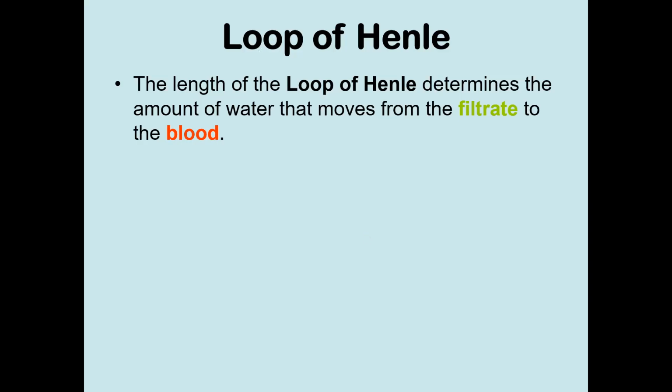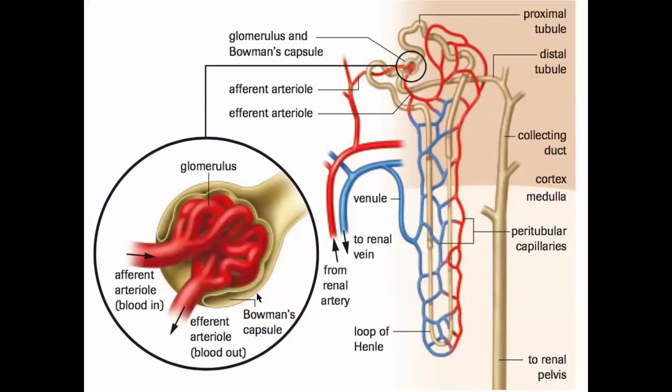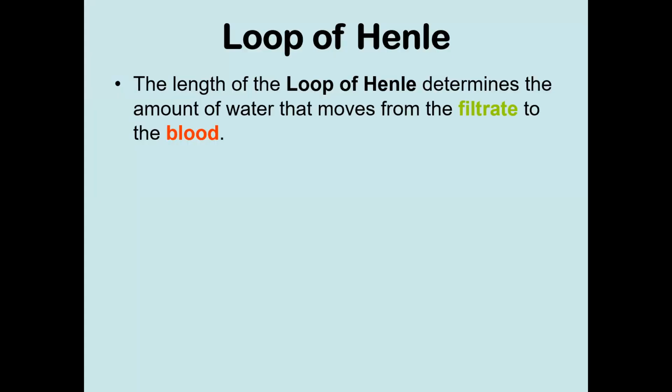So the length of the loop of Henle, which was this one here, remember it's thinner, and in the previous diagram, a very long one. The length of it depends on where the animal lives, not us so much, but we can modify our environment. So the loop of Henle determines how much water is moved out from the filtrate into the blood.